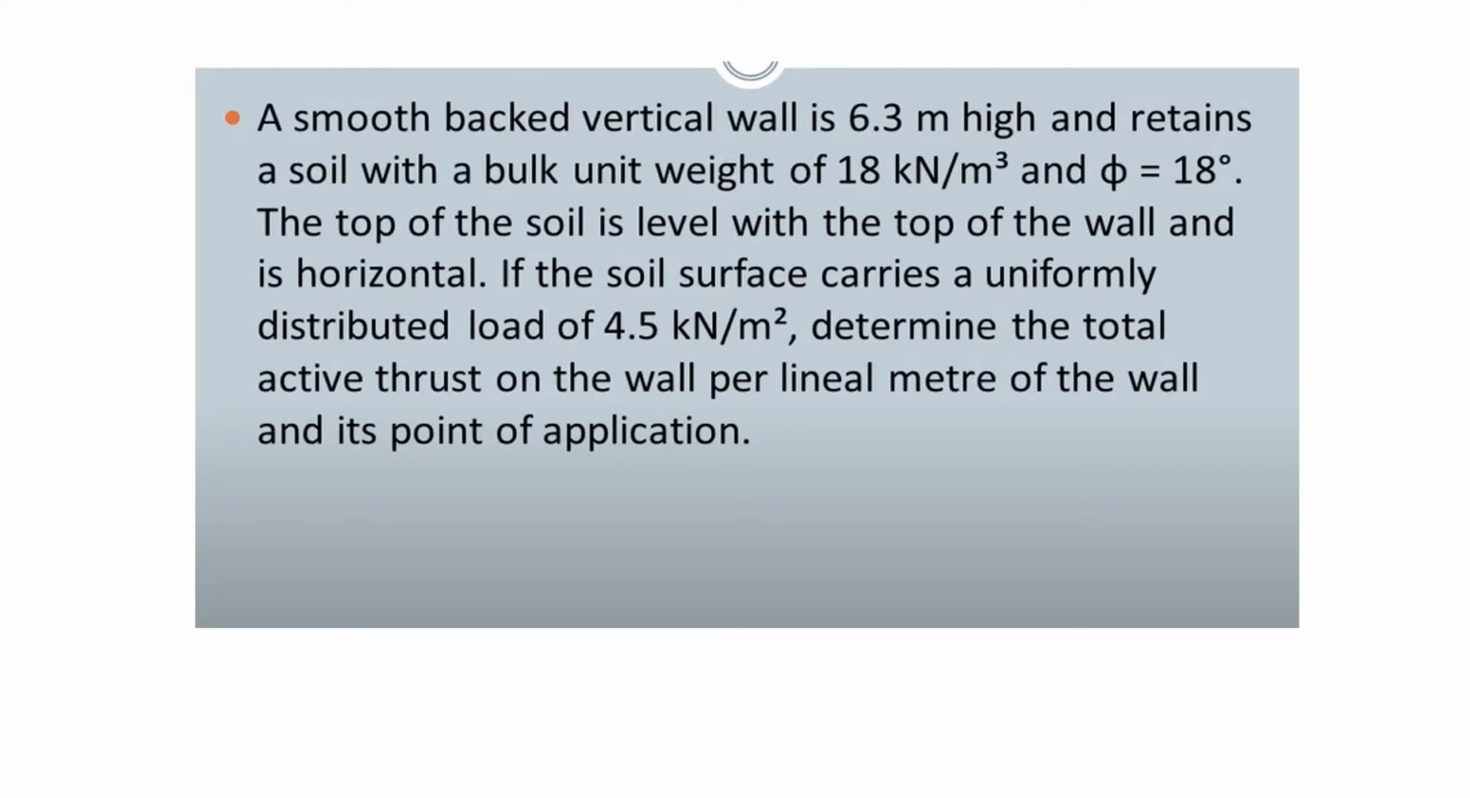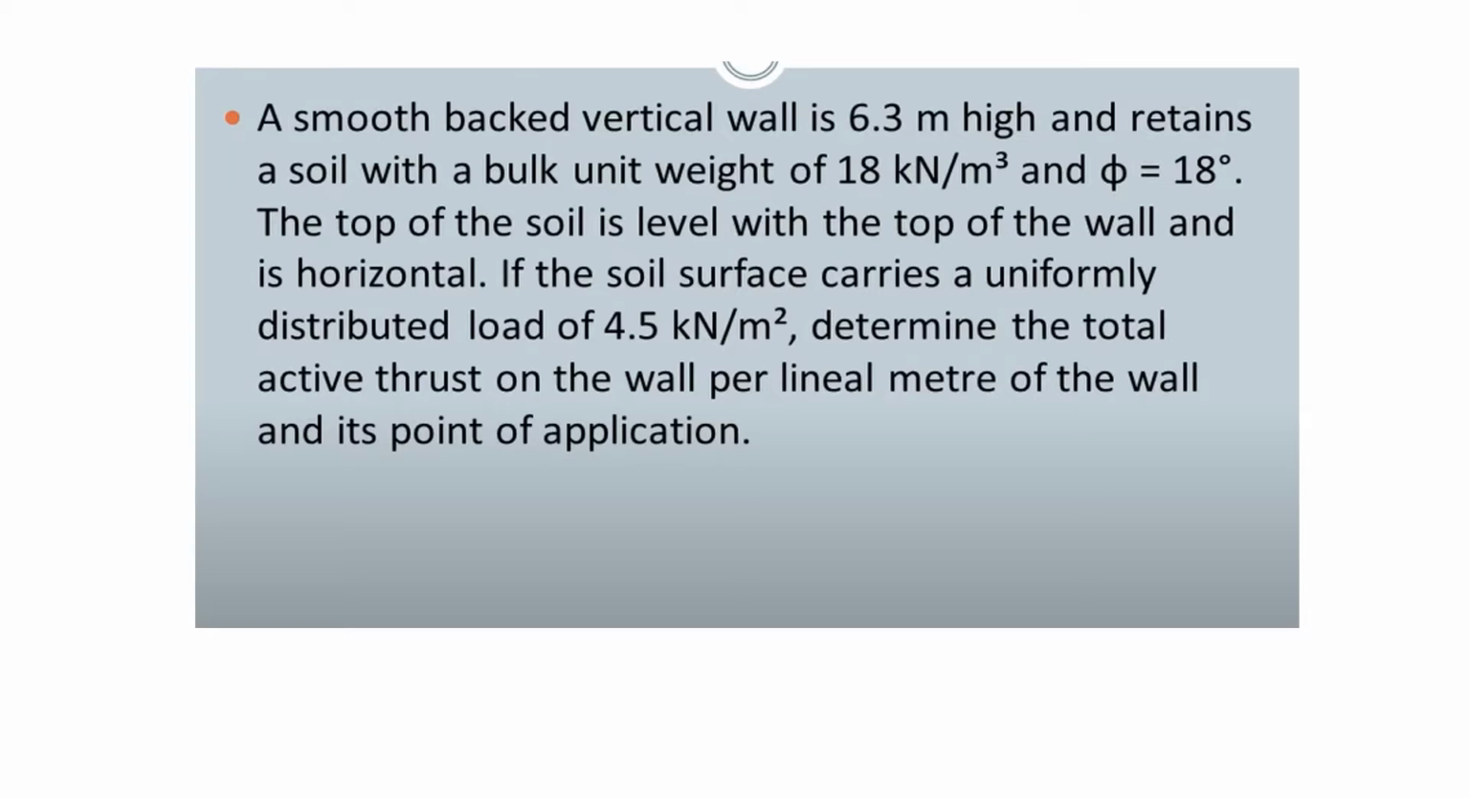So coming to the problem, a smooth backed vertical wall is 6.3 meter high and retains a soil with a bulk unit weight of 18 kilonewton per meter cube and phi is equal to 18 degree. The top of the soil is level with the top of the wall and is horizontal. If the soil surface carries a uniformly distributed load of 4.5 kilonewton per meter square, determine the total active thrust on the wall per linear meter of the wall and its point of application.